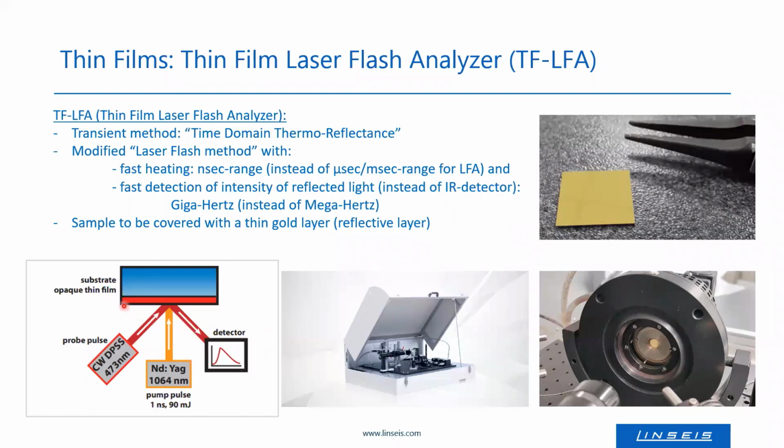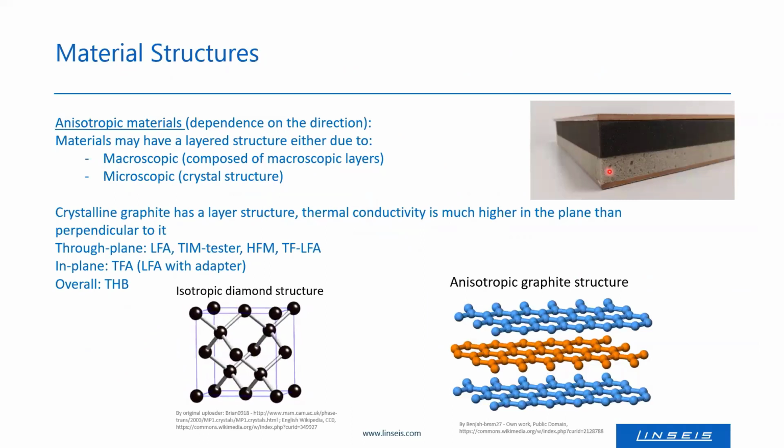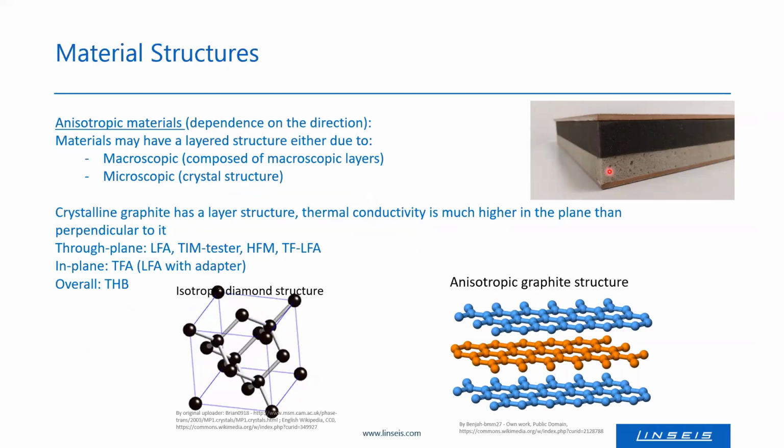In order to have a kind of thermometer, the sample surface has to be covered with a thin gold layer as a reflective layer, and the reflectiveness as a function of temperature is known. So this gold layer serves as a thermometer. So those were the 6 instruments I wanted to introduce to you.